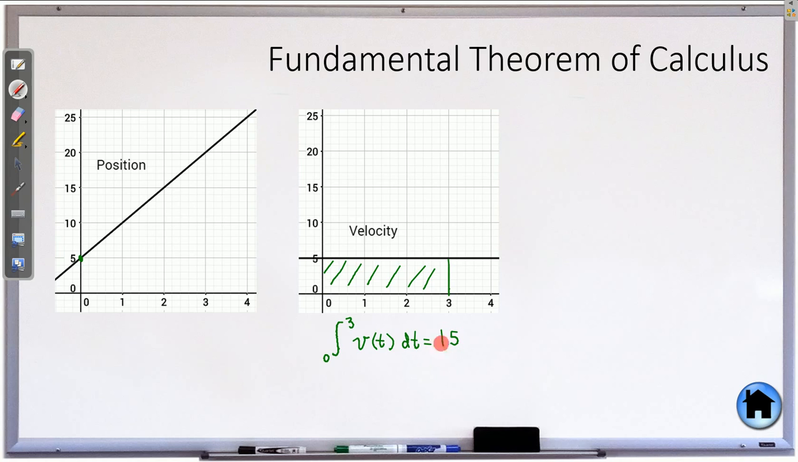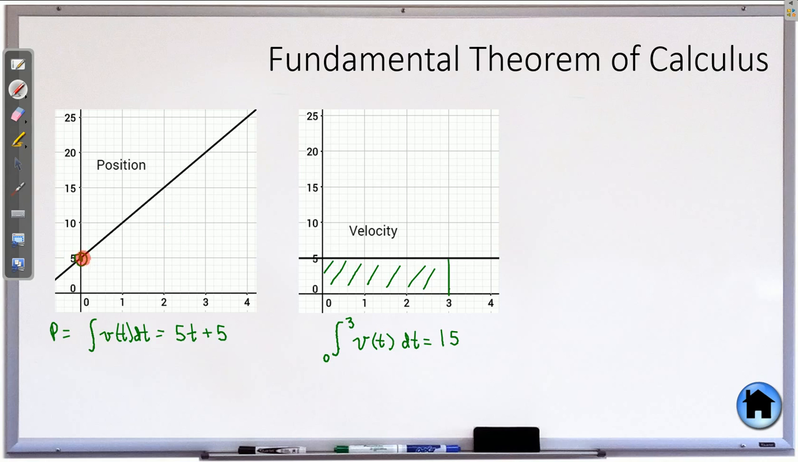So how do we connect that 15 over here with our position curve, where your position is equal to the indefinite integral of velocity, which in this case is 5t plus c, but of course we're solving for the plus c, so it's plus 5. How are these connected? Where do we see the 15 over here?